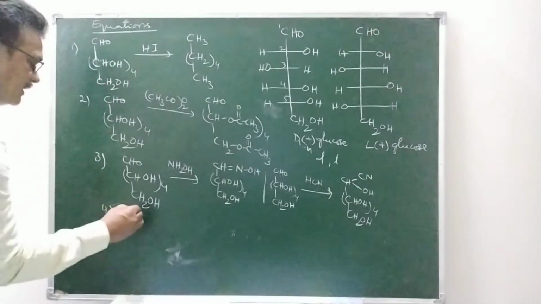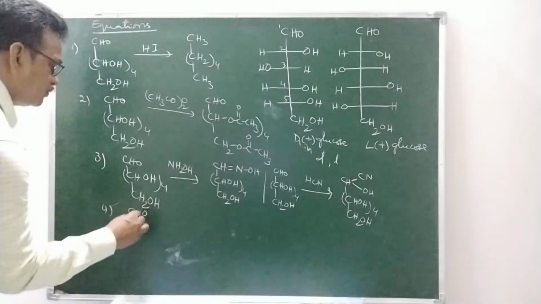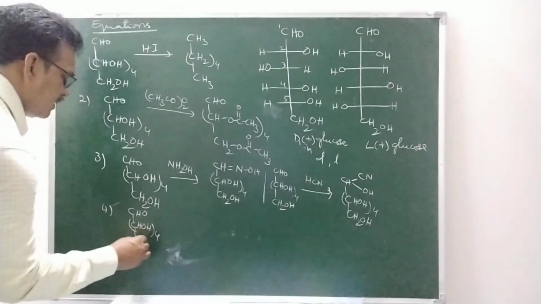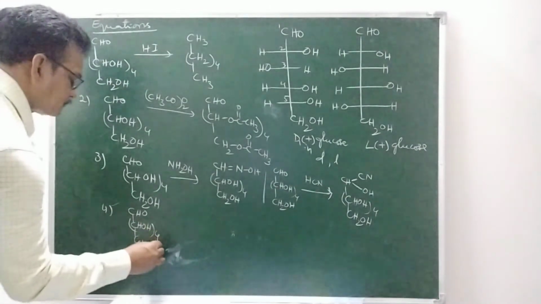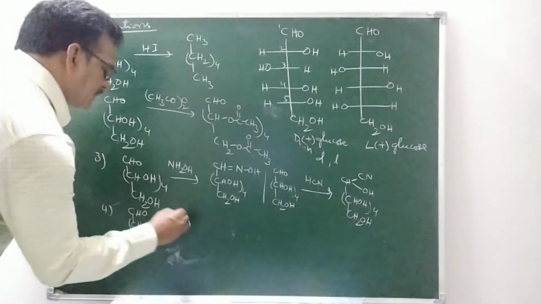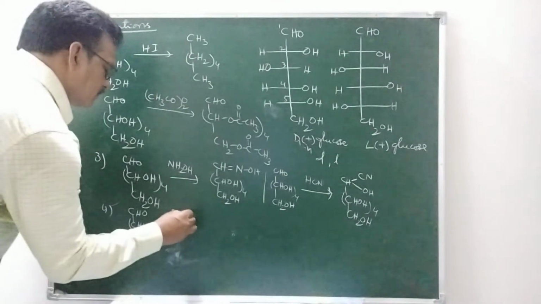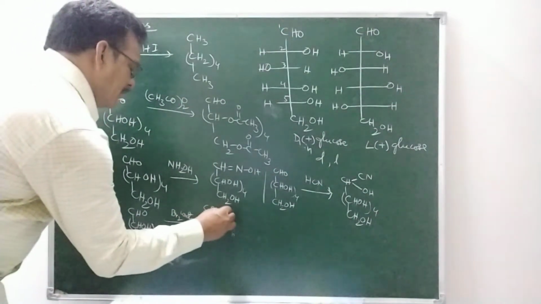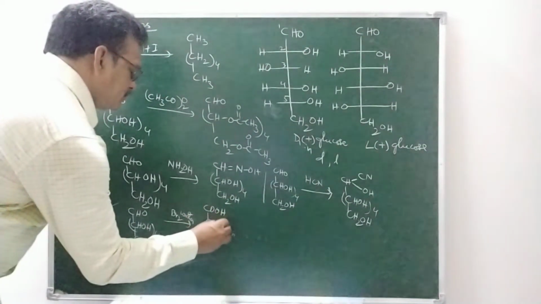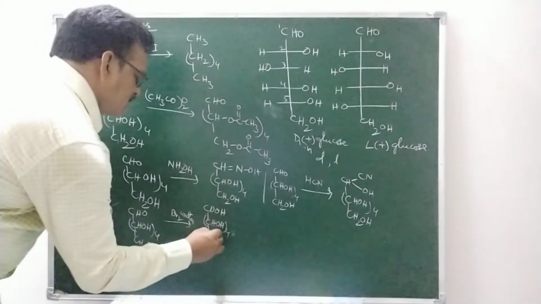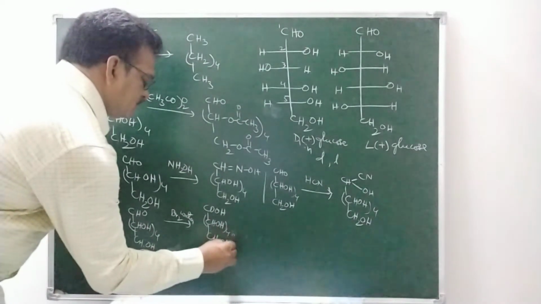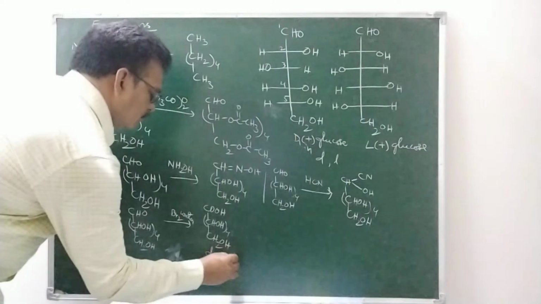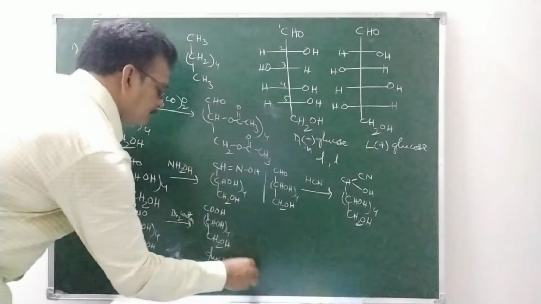Next, when it reacts with bromine water, CHO, CHOH 4 times, CH2OH undergoes oxidation to give COOH, CHOH 4 times, CH2OH, which is called gluconic acid.